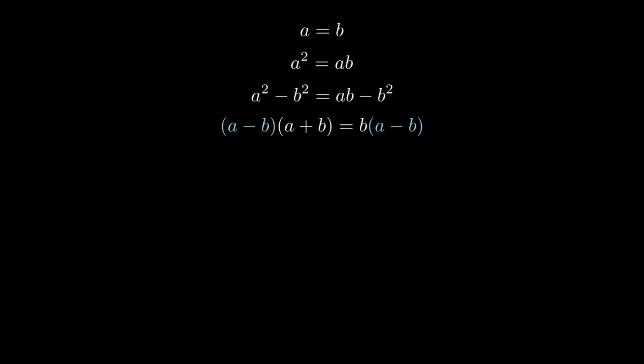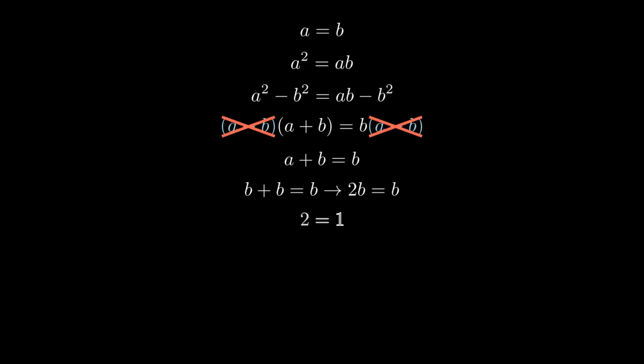This reveals a minus b on both sides. It looks like a simple cancellation, leaving us with a plus b equals b. But remember our first step. If a and b are equal, then a plus b is just 2b. Dividing by b leads us to the impossible: 2 equals 1. So can you spot the error this time? If you can, write it down in the comments.